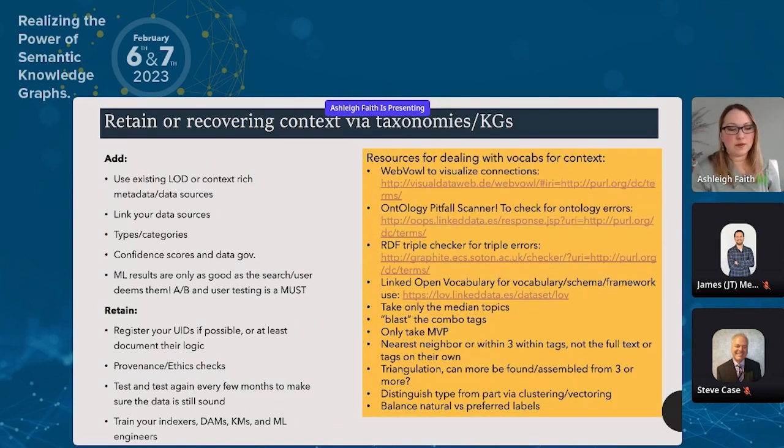So retaining, register your UIDs, of course. The provenance and ethics, if that goes off the rails, you can get into a lot of legal trouble. You can get into a lot of harmful situations where you've actually harmed your end user or your end customer. And again, that could be an internal end user or customer. You have to be very careful about these things. Test and test again every few months to make sure the data is still sound. Machine learning is not a set it and forget it. And by the way, neither are knowledge graphs and taxonomies.